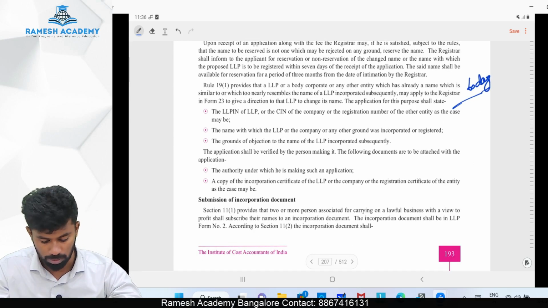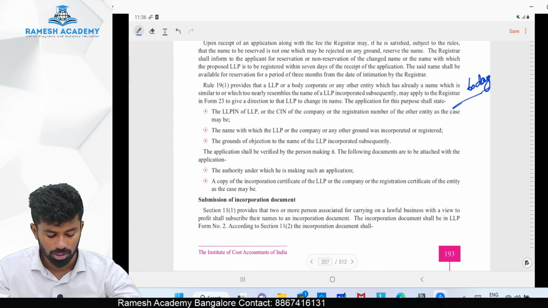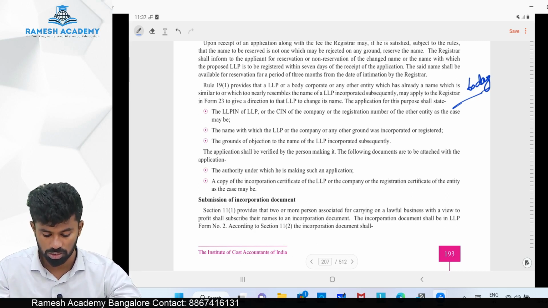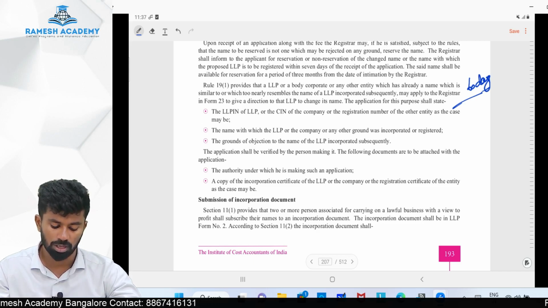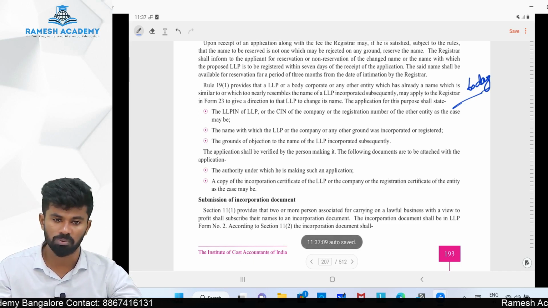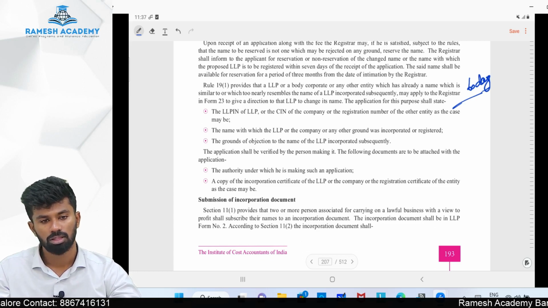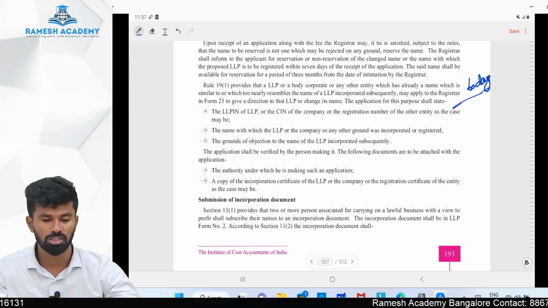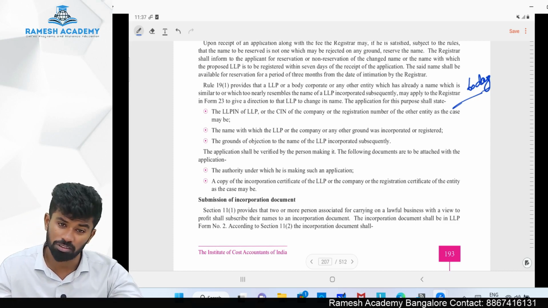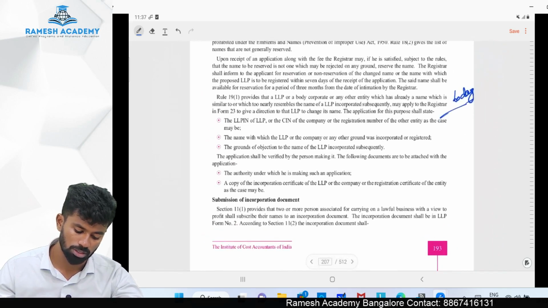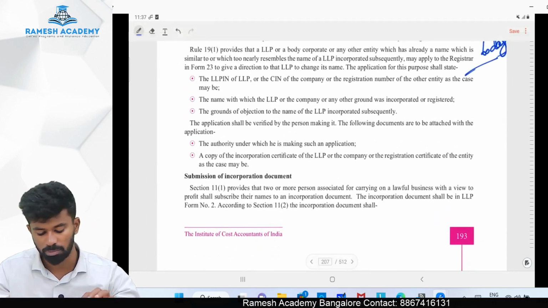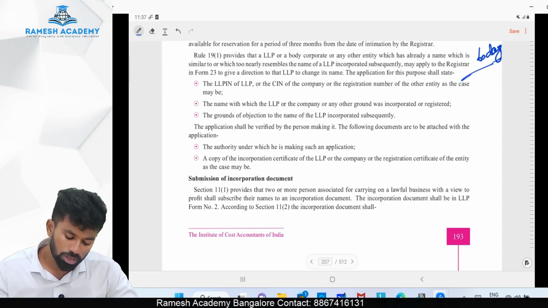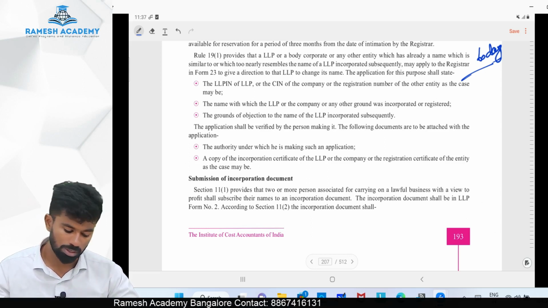The application for this purpose shall state the LLP identification number, the name in which the LLP or the company was incorporated or registered, and the grounds of objection to the name of the LLP incorporated subsequently. This has to be specified in the LLP's name reservation. So you should mention the name of the LLP and also the object for which the name is to be reserved. The application shall be verified by the person making it, meaning he has to verify that the contents are true and he is not lying. The authority under which he is making such application has to be specified.